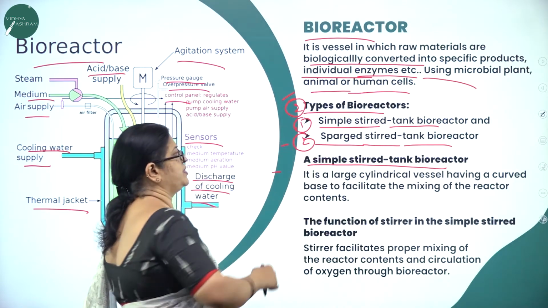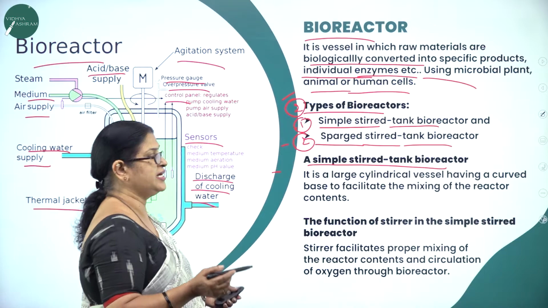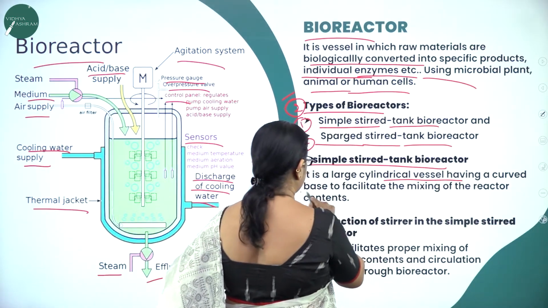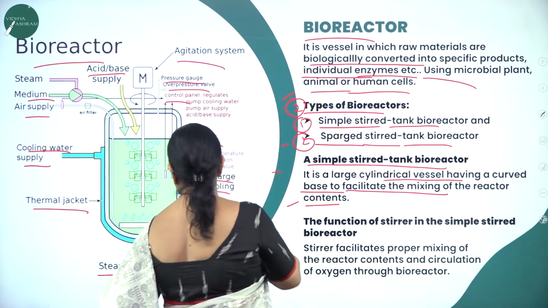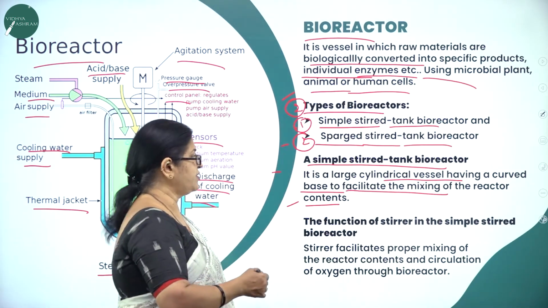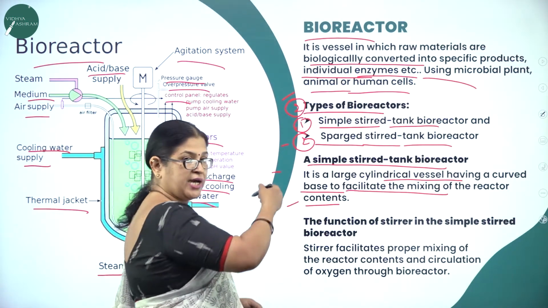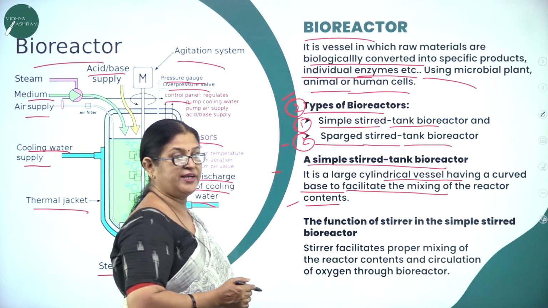Moving on to the first one, the simple stirred tank bioreactor. It is a large cylindrical vessel having a curved base to facilitate the mixing of the reactor contents. Here you can see the curved base.